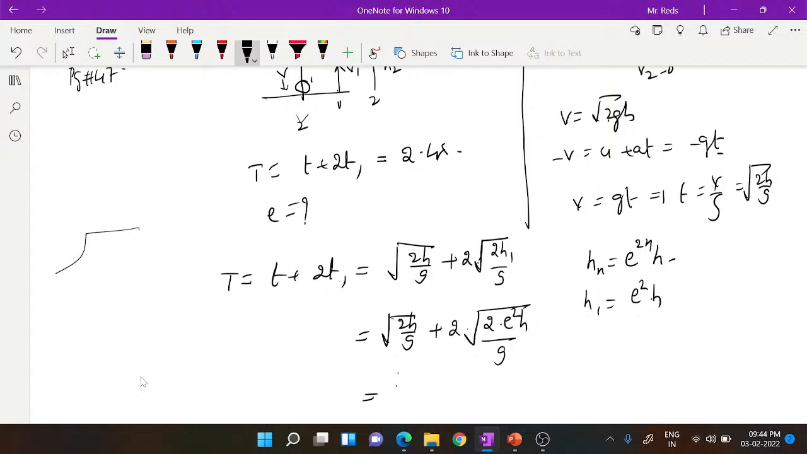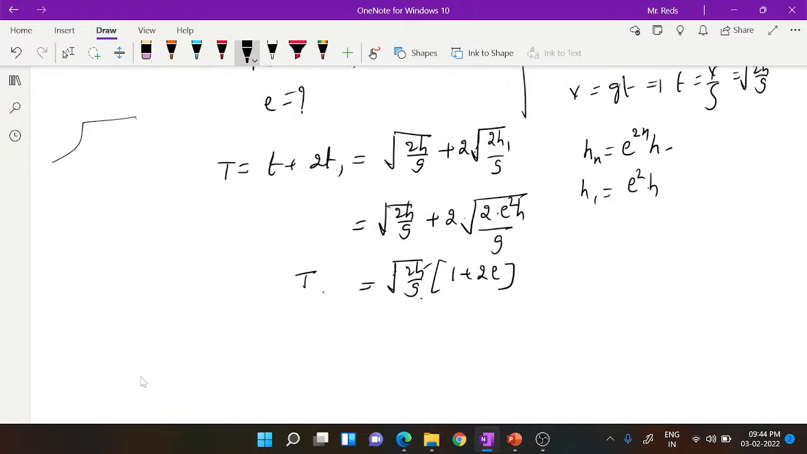2h by g is common. If you take this square root of 2h by g out, you get 1 plus 2e. This will be the total time. The total time is 2.4 seconds, and height is given. g is known. We are asked to find the coefficient of restitution. So these are all known parameters. You can find this out, right?